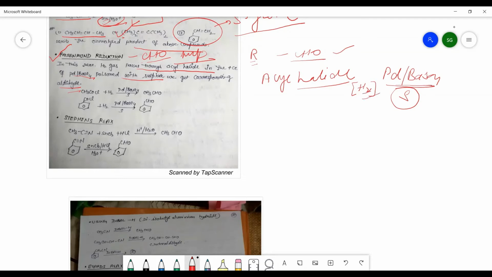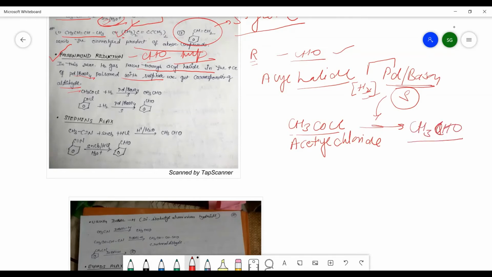palladium barium sulfate is a reducing agent. And when we take the acyl halide, this is acetyl chloride. What is the name of this compound? Acetyl chloride. This acetyl chloride, in the presence of these reagents, will generate the aldehyde group. Means the Cl is replaced by H. So acetaldehyde is formed.